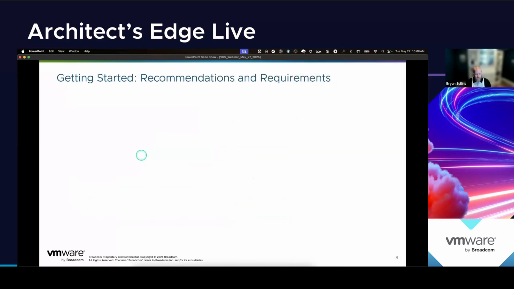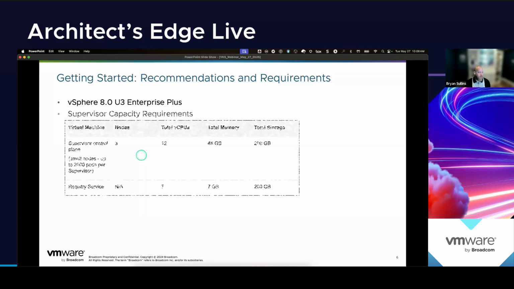So, some recommendations and requirements. There are a few that are outside of this list here. This is really just the considerations that you would need in order to run modern VKS or Kubernetes on-prem, in this case through Enterprise Plus. vSphere 8 U3 is our modern implementation of Kubernetes through VKS, so that would be one requirement. There are your supervisor capacity requirements. This is taken straight from our VMware Validated Solutions recommendations for the supervisor capacity. Ultimately, these are going to be control plane VMs that run within the infrastructure.